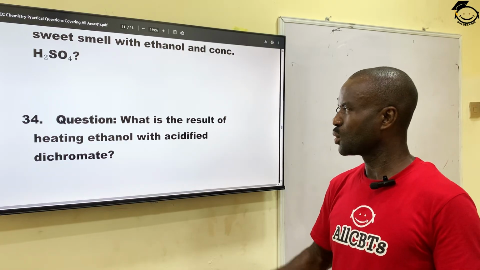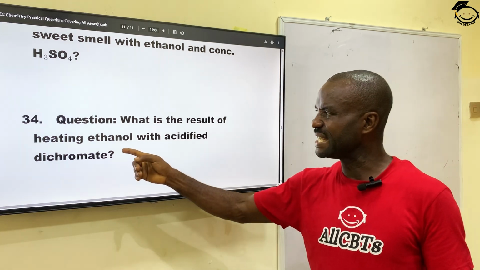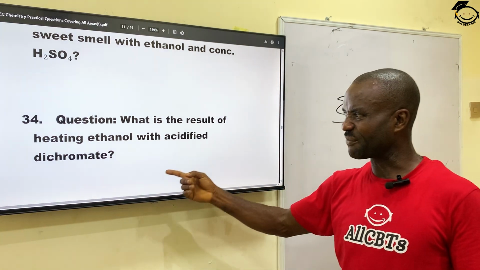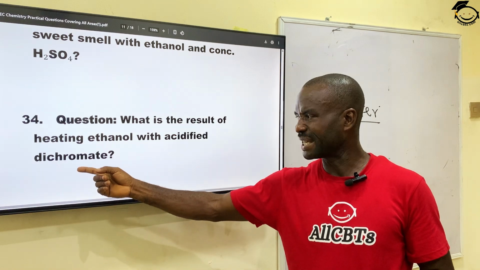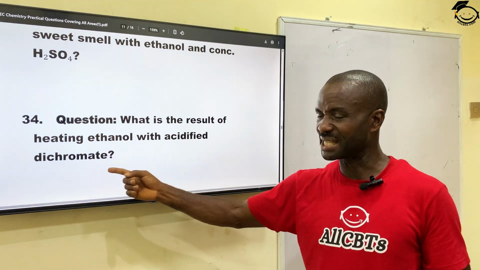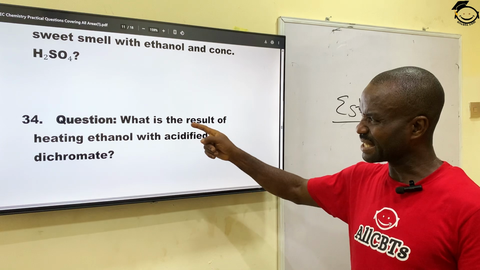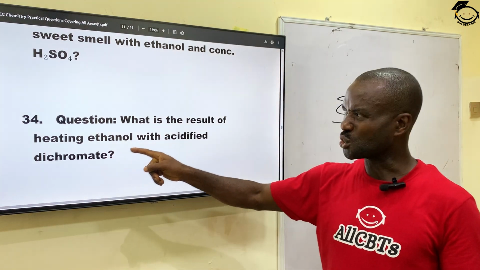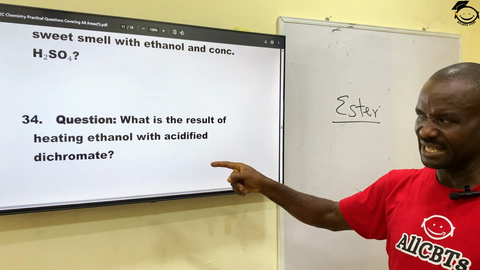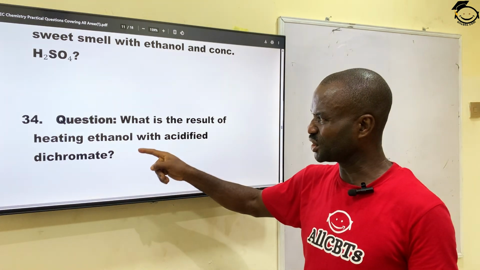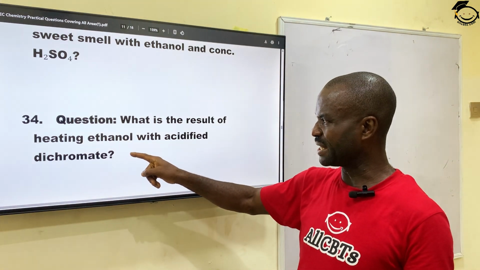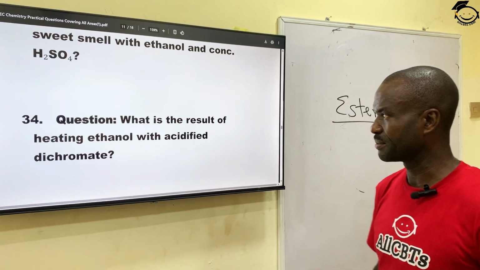Question 34 says, what is the result of heating ethanol with acidified dichromate? You remember acidified dichromate is an oxidizing agent. So it will oxidize ethanol to ethanoic acid. The process is the oxidation of ethanol, which will be converted by this to ethanoic acid.